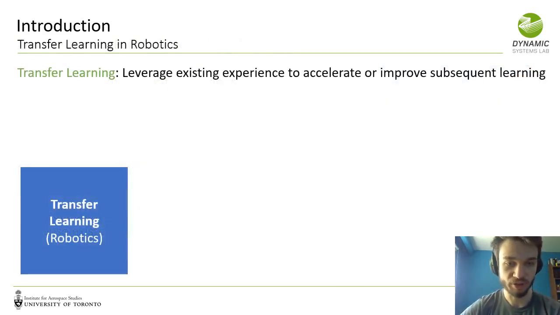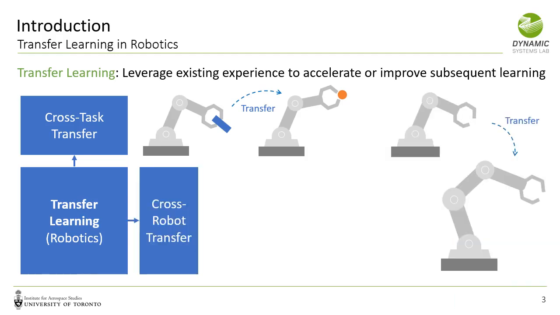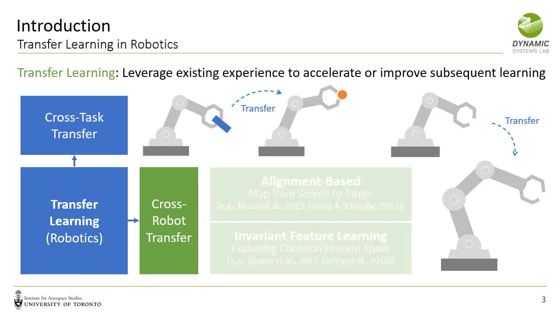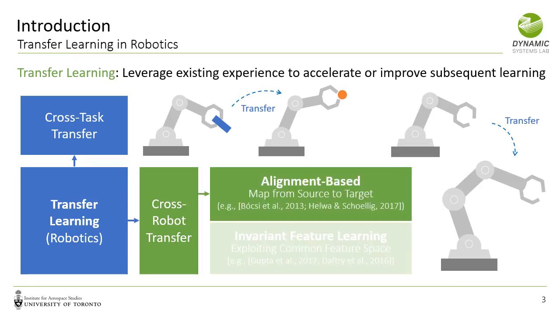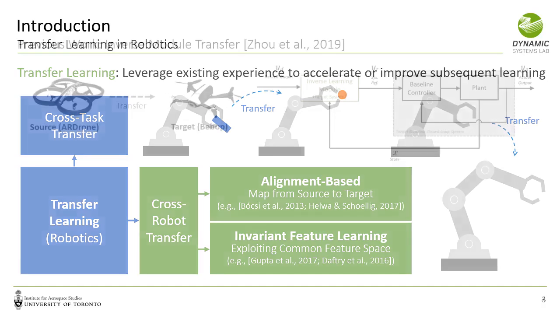And this is the goal of transfer learning, in which we seek to leverage existing experience to accelerate or improve subsequent learning. In robotics, transfer learning has two approaches: cross-task transfer and cross-robot transfer, which is what we focus on in this paper. Some common approaches to cross-robot transfer are alignment-based transfer, in which we learn a map from source robot data to target robot data, and invariant feature learning, in which we identify features that are common between the source robot data and target robot data.